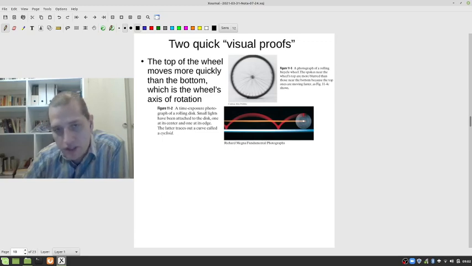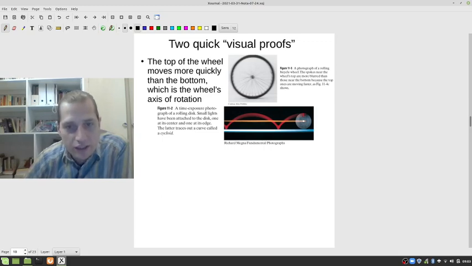To investigate this a little bit more, there's a nice photo in your book where they take a long exposure and they put a light on just one part of the wheel. And they put also a light in the center. Now notice what's happening. This wheel is rolling at a steady rate, so you can imagine the orange light here progressing forward at a constant speed. On the other hand, look at what's happening with this red light. It's going to look like it's bouncing.